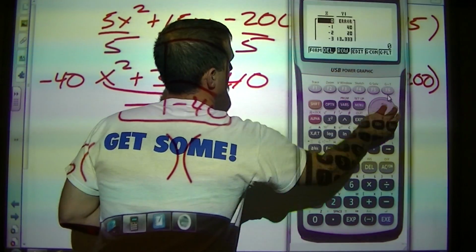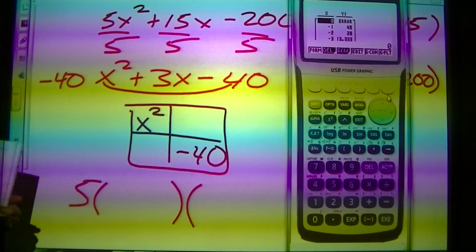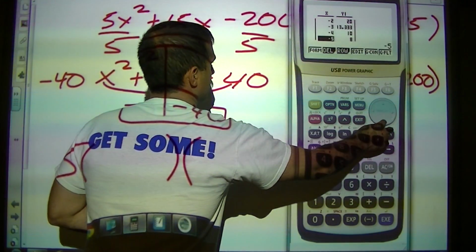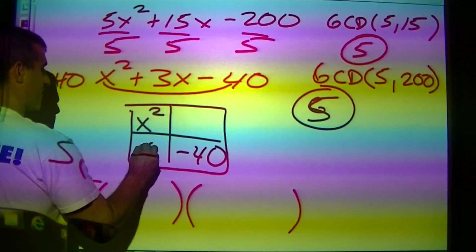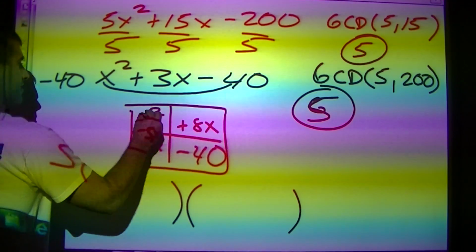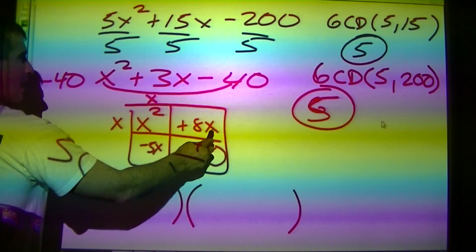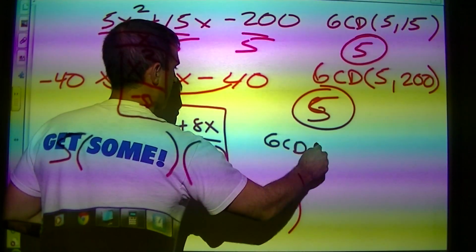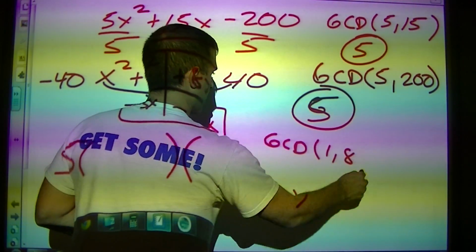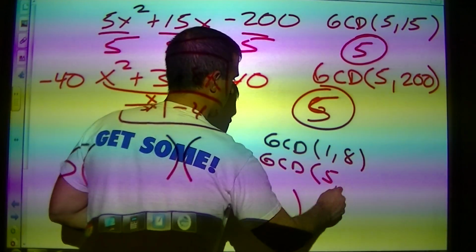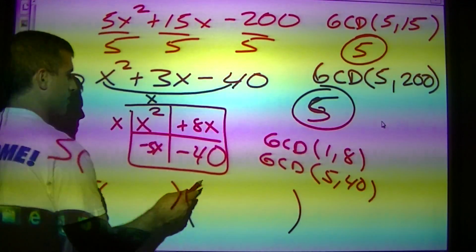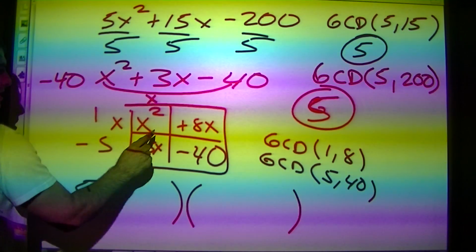Okay, look at my table. I'm looking for the set that adds up to 3, and that's that set. So that's negative 5x and positive 8x. This is going to get an x, that's going to get an x. I would do GCD 1 and 8, GCD 5 and 40, which would give me 1, that would give me minus 5.